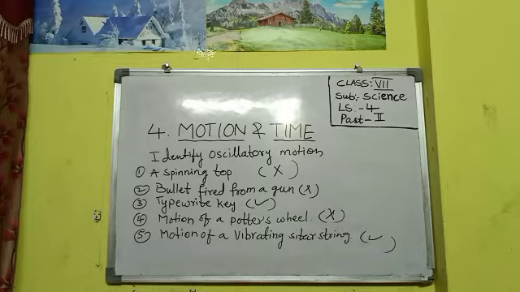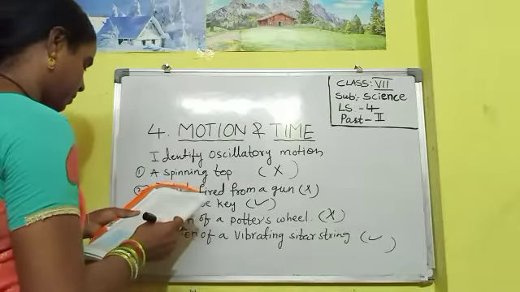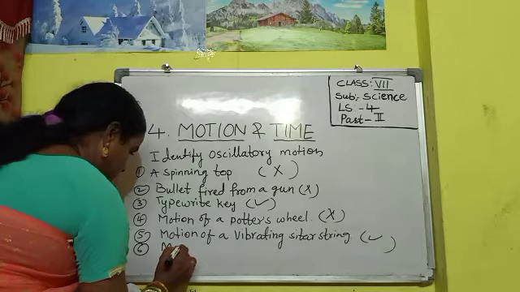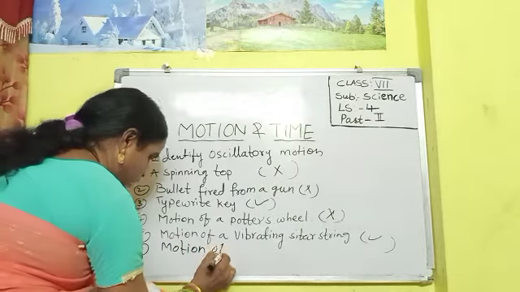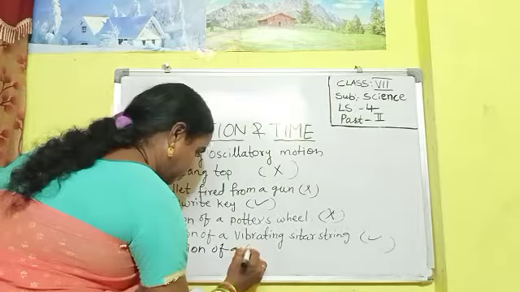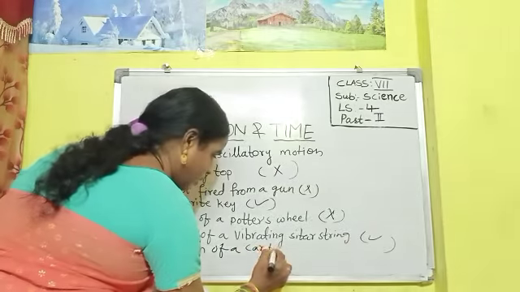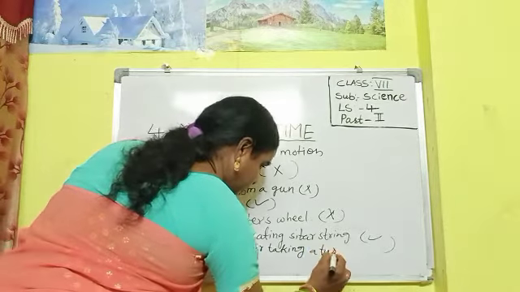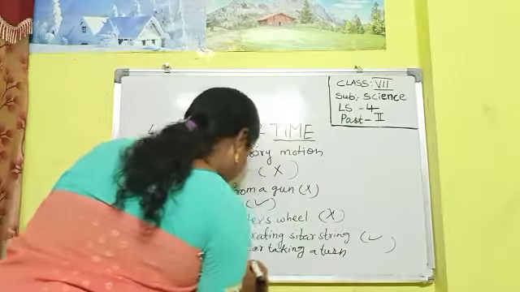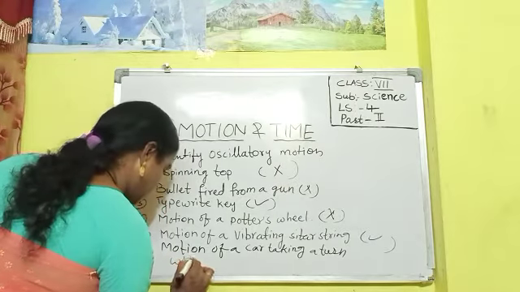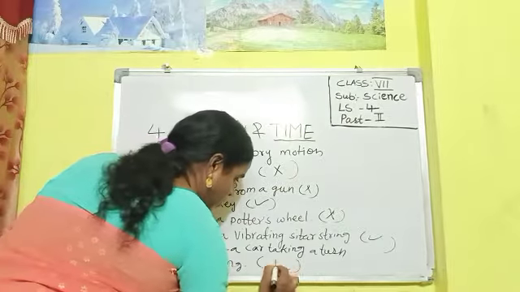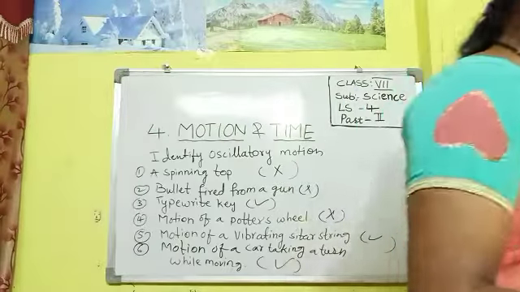We can add one more, a sixth one. Motion of a car taking a turn while moving. So here write one more: motion of a car taking a turn while moving. Okay, so write yes, oscillatory motion.